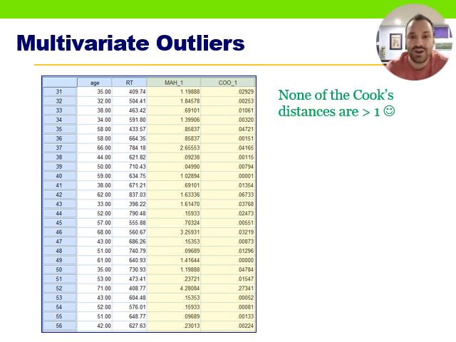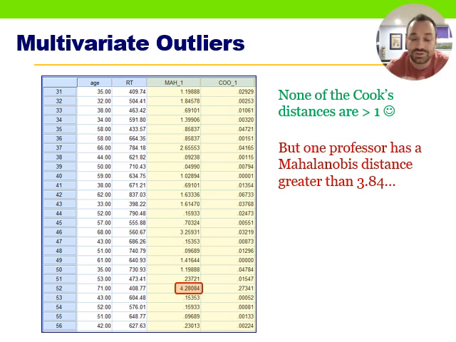Now, as it turns out, none of the professors in this sample have a Cook's distance greater than 1. So if we're using Cook's distance, we would say there's no outliers. However, like I said a minute ago, Mahalanobis distance is probably the better way to go. We want to see if anybody has a Mahalanobis distance greater than 3.84. On the screen here, we see there's at least one professor that has a score greater than 3.84. This professor, who's 71 years old and unusually fast, has a Mahalanobis distance of 4.28, which is greater than 3.84.